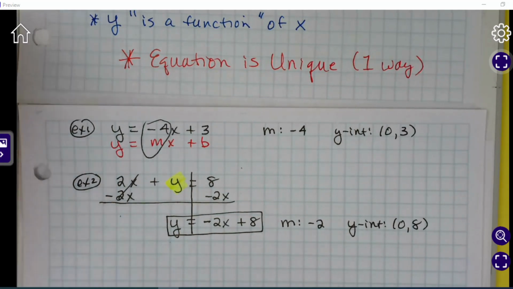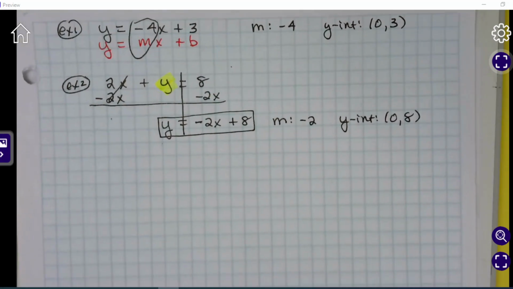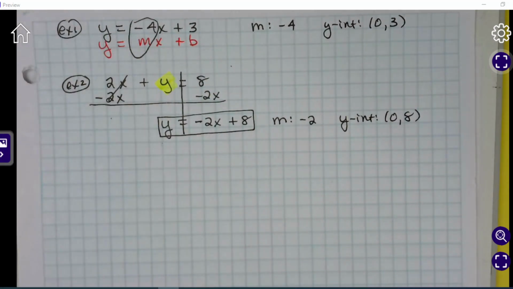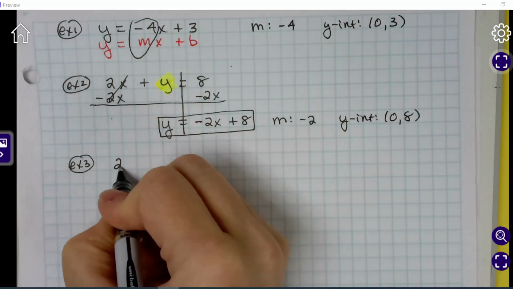All right, we're going to go into special lines. There's 2 of them, but before we do that, are there any questions about how you're supposed to put these into slope-intercept order? Okay, let's get into the special ones.